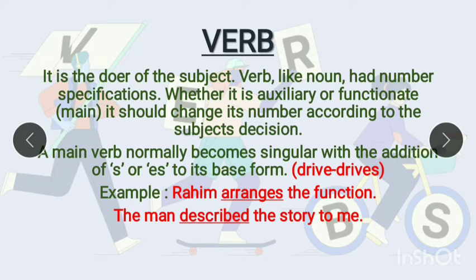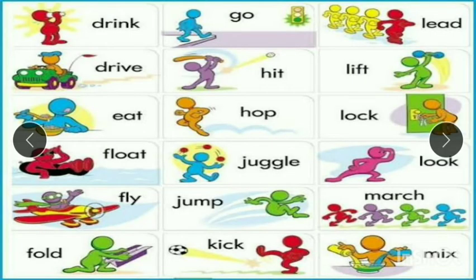Rahim arranges the function. Here Rahim is the noun and arranges, ending with s, is the verb. It is singular. So the noun and verb agree with each other. The man described the story to me. Examples for verbs are drink, drive, eat, float, fly, fold, like that. The action showing words generally come under the category of verbs.